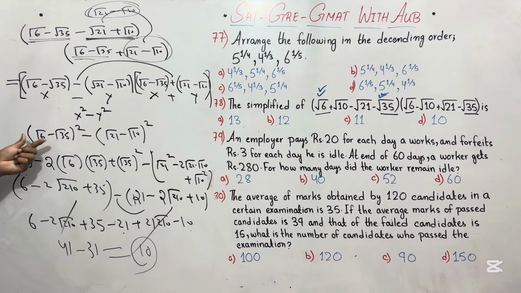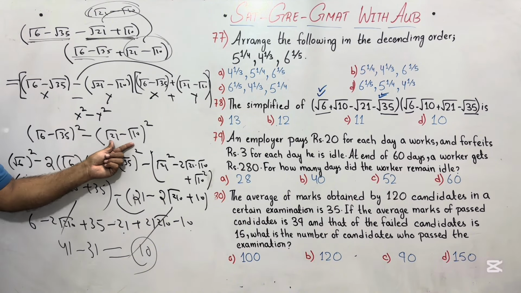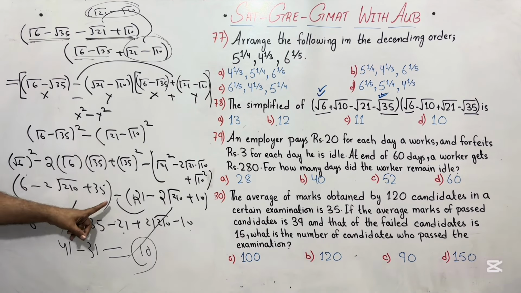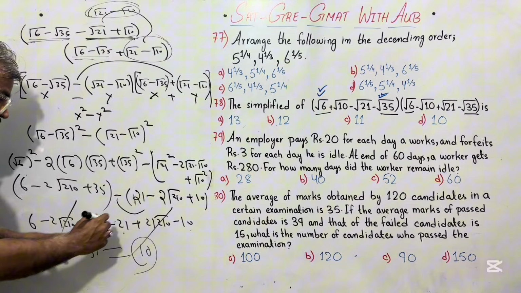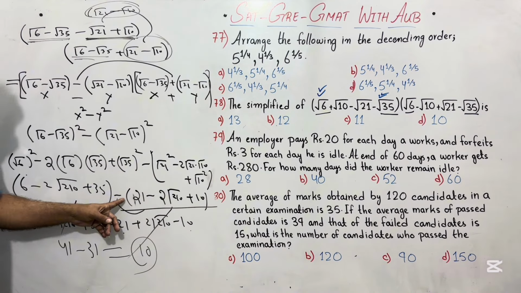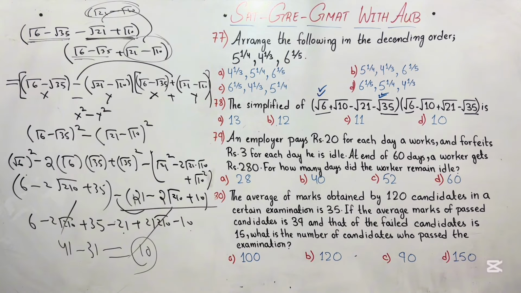Just merely plugging in the values of x, that is √6 minus √35, and y is √21 minus √10, whole square. Open this up, taking care of this symbol. This symbol will affect all the remaining upcoming terms here. This negative changes the symbol of all these three terms, and simply calculating, 6 plus 35 is 41, minus 21 minus 10 is minus 31. 41 minus 31, 10 is our answer.